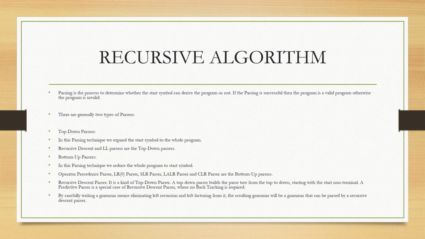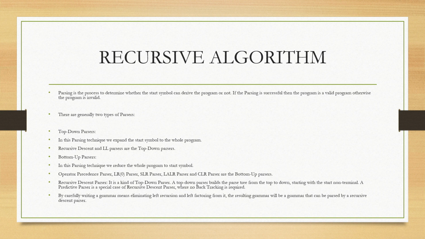Next is bottom up parsing, where in this parsing we reduce the whole program to the start symbol. Here we have precedence parsers, LR parser, SLR parser, LALR parser and CLR parser as the bottom up parsers.